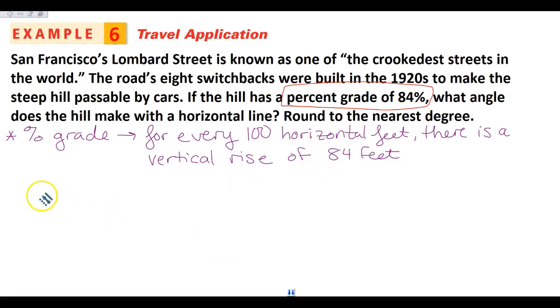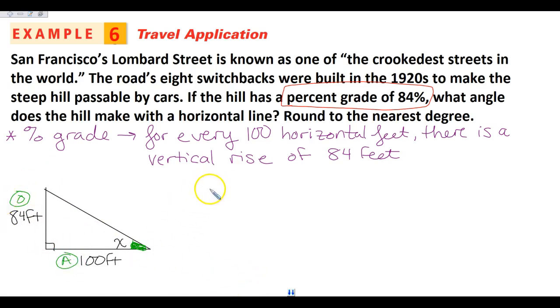So whatever your percentage is will be how far it rises. So what that looks like is if we draw the right triangle, it means that if I have a grade of 84%, that means for every 100 horizontal feet there is a vertical rise of 84 feet, which will go here. So then the next question is what angle does the hill make with the horizontal line? So this is what I'm looking for. Now we can solve like normal. We color in the angle. This is our opposite side, our adjacent side, and we solve.